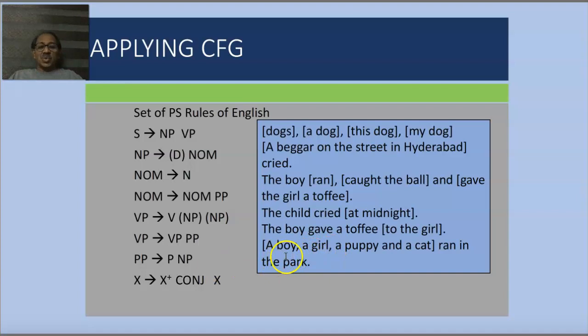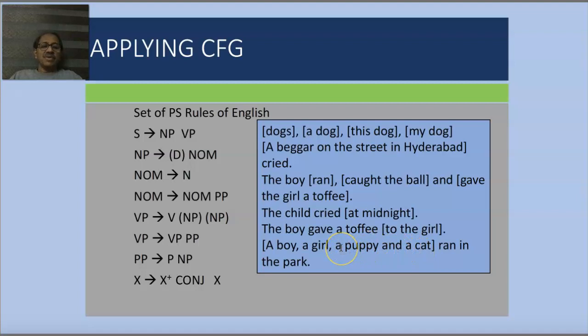Let's come to the last rule. A boy, a girl, a puppy and a cat run in the park. What do we see here? There's a noun phrase, a boy. There's another noun phrase, a girl. There is a noun phrase, a puppy, and a cat, another noun phrase. All of them are conjoined by the conjunction and. This is a coordinate noun phrase. What's happening here is there are three noun phrases and another noun phrase joined by and.